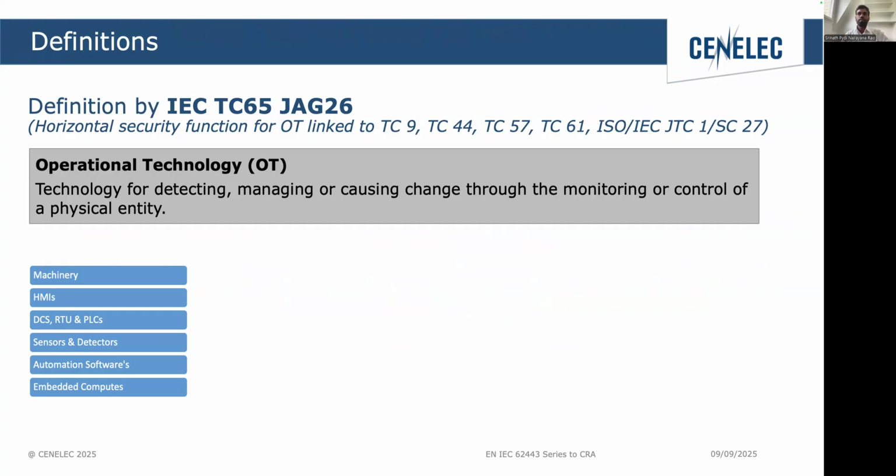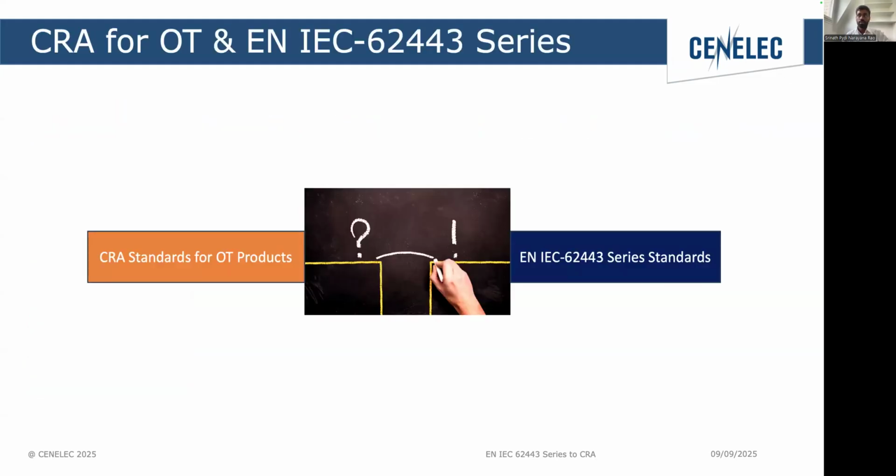For example, it can be machinery, HMI, sensors, or advanced control systems like PLCs, DCS, detectors, automation software, or embedded computers. These are all part of the OT. So now we are here to apply the CRA specifications to these kinds of products, to this OT technology. That's where we are. Now let's find the gap.